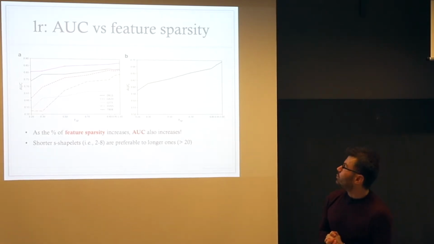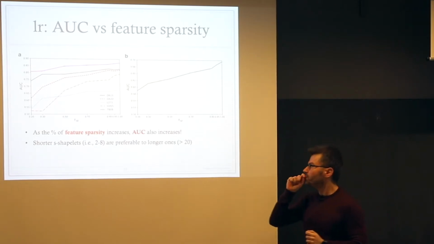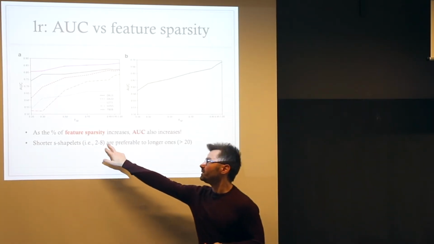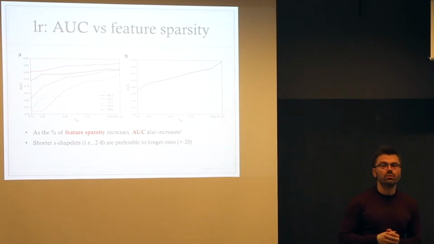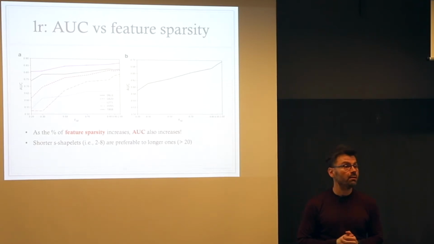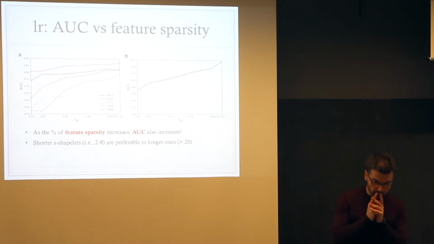Good. On average, we also observed that shapelets, or S-shapelets, of rather small length, between 2 and 8, were preferred compared to larger shapelets, with barely any shapelet having a size of more than 20.